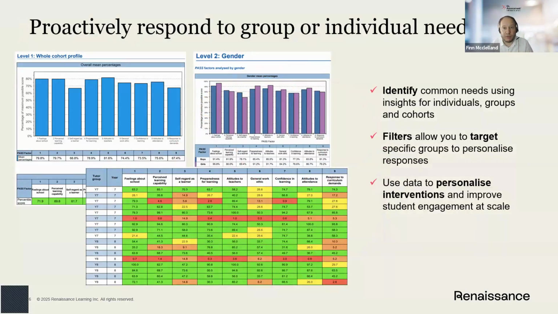At a strategic level, across a group of schools, PASS reporting insights can help determine collective strengths or areas for improvement, helping to foster a stronger climate and culture.